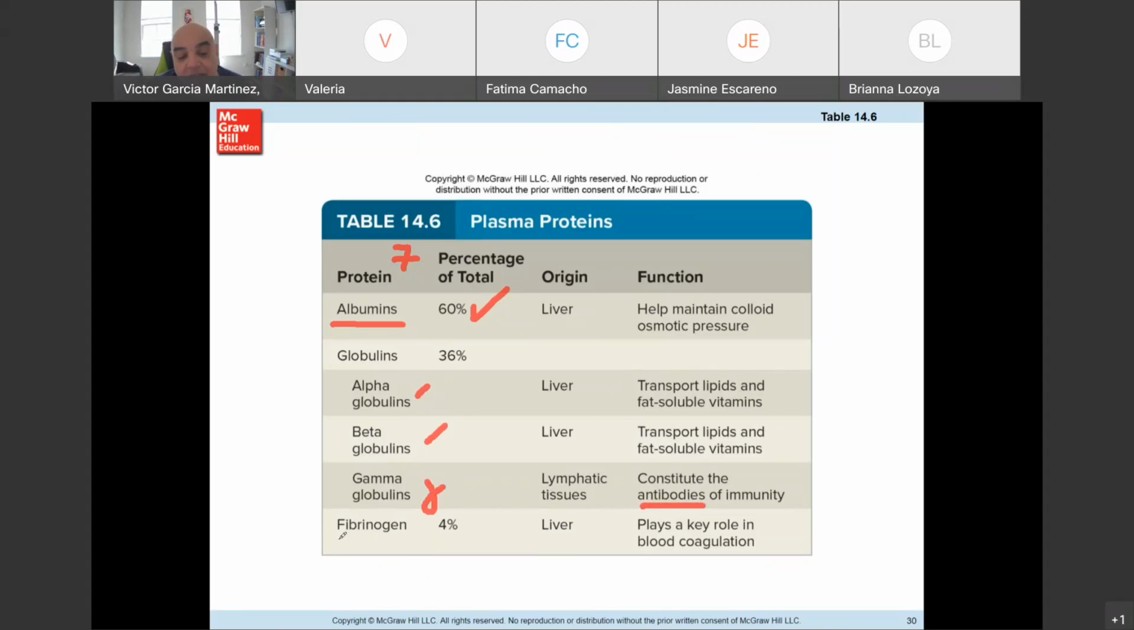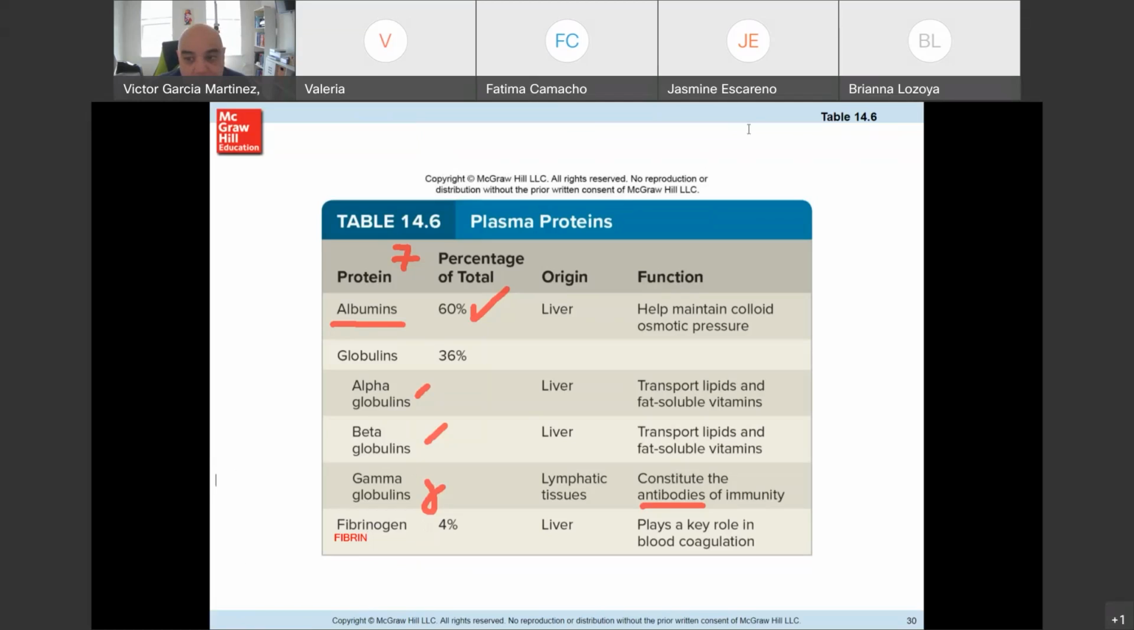And finally, 4% of our proteins are fibrinogen, and this one is for blood clotting. Let me write it down here. This one is becoming fibrin later. Fibrinogen is going to be fibrin, and fibrin is the net we're going to have on the hole when we're bleeding. Fibrinogen becoming fibrin is the most important step, the most important protein that we have for blood clotting. I'm going to show you that later.